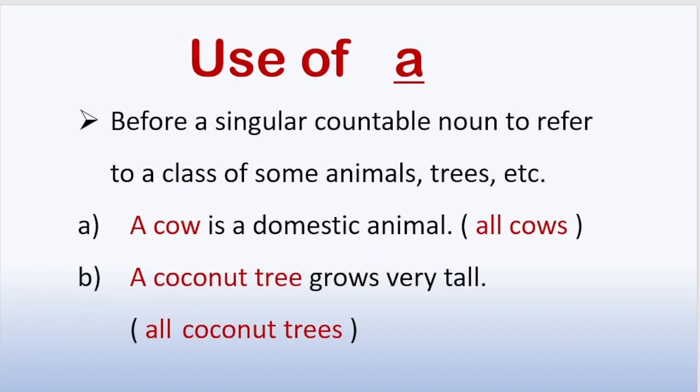Next, we use a before a singular countable noun to refer to a class of animals, trees, etc. Here you see, a cow is a domestic animal. A cow means all cows. We can also use the cow here. The cow is a domestic animal. Okay. Next, a coconut tree grows very tall. A coconut tree means all coconut trees. It refers to a class of tree. A coconut tree, a mango tree, a neem tree.